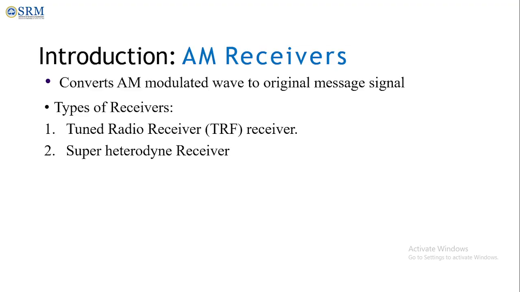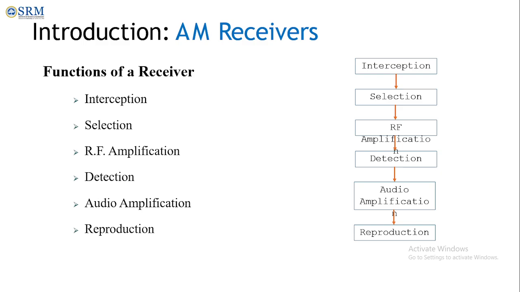First of all, we are going to cover the AM receivers. The main function of an AM receiver is to convert the AM modulated wave to the original message signal. Different types of receivers are possible. First, we are going to see the tuned radio receiver and the superheterodyne receiver. First, we can focus on the main functions of the receivers.